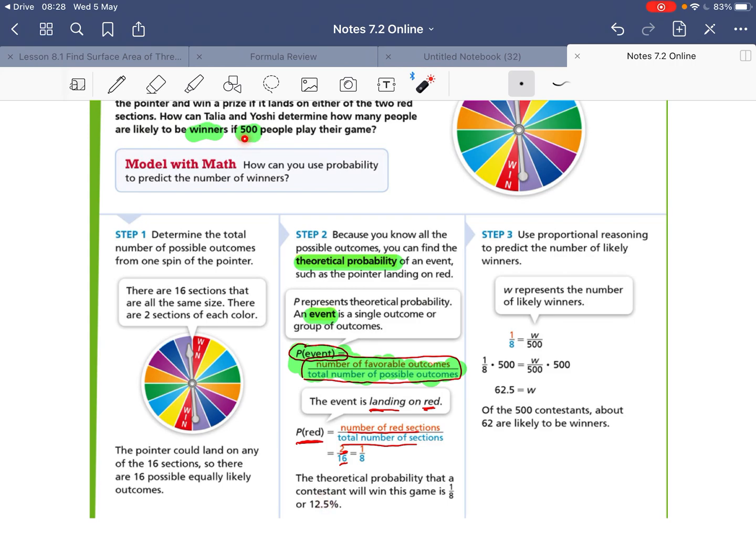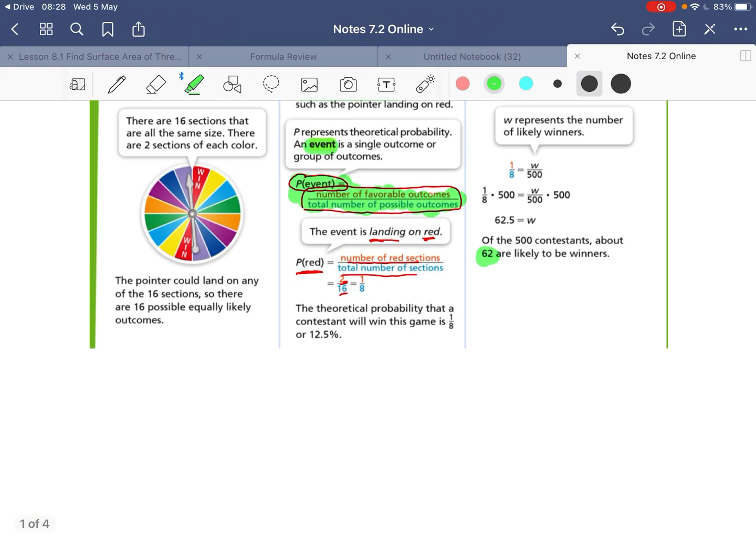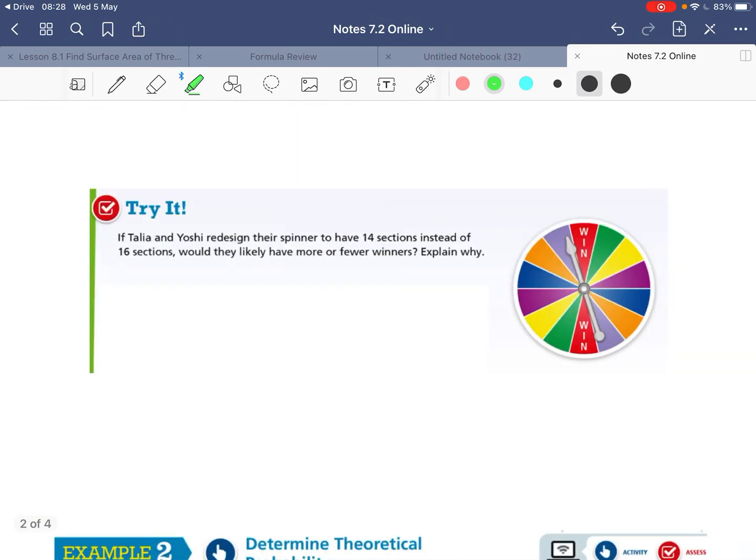Now it asks us if we had 500 people play the game, you're going to take 1 out of 8 equals W out of 500. You can set this up as a proportion because we don't know how many winners there would be out of 500. Multiply both sides by 500, so you get 62.5. You could also take 500 times 0.125, and that would also give you 62.5. So the probability is that there will be 62 winners out of the 500 contestants. So you can go ahead and do this one on your own.